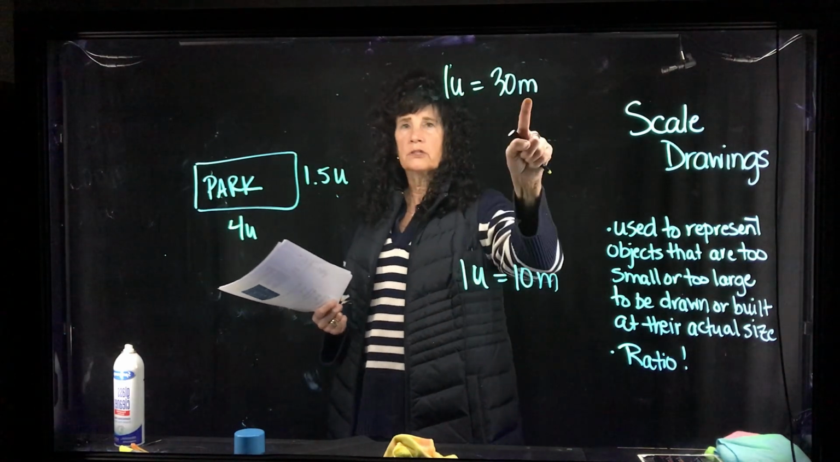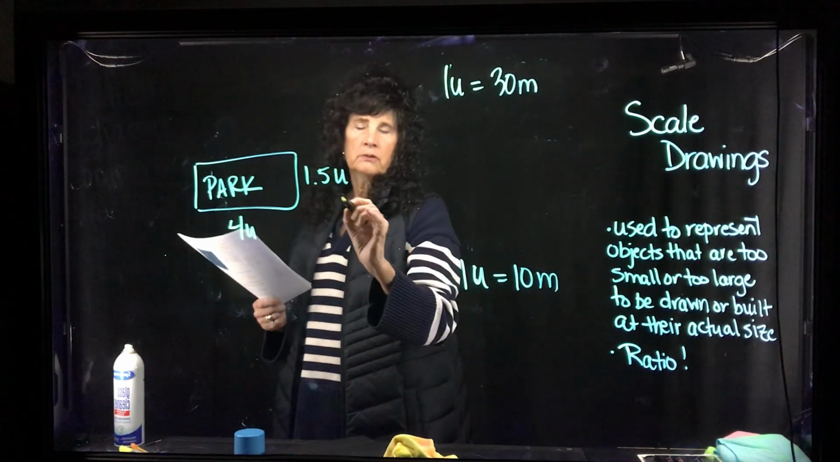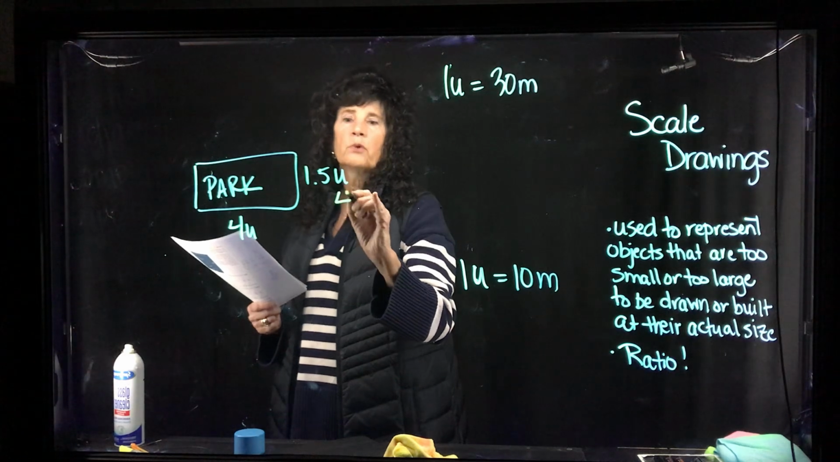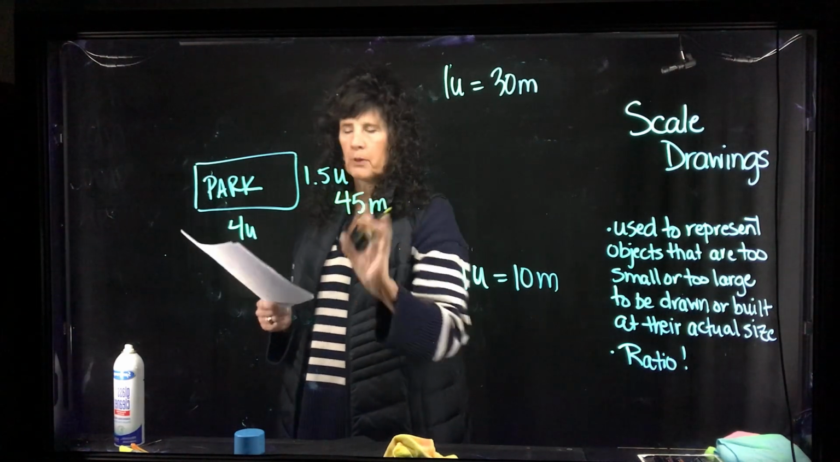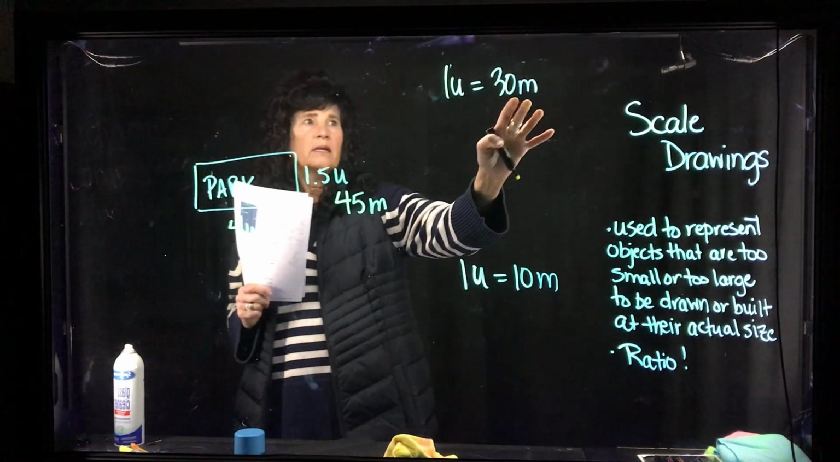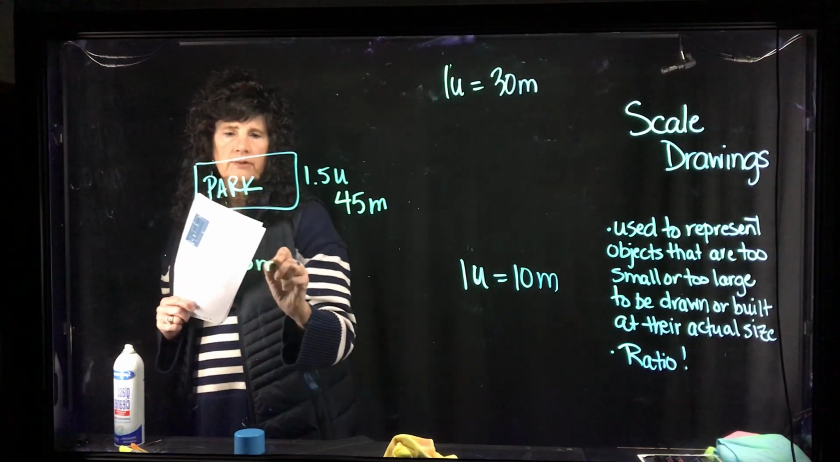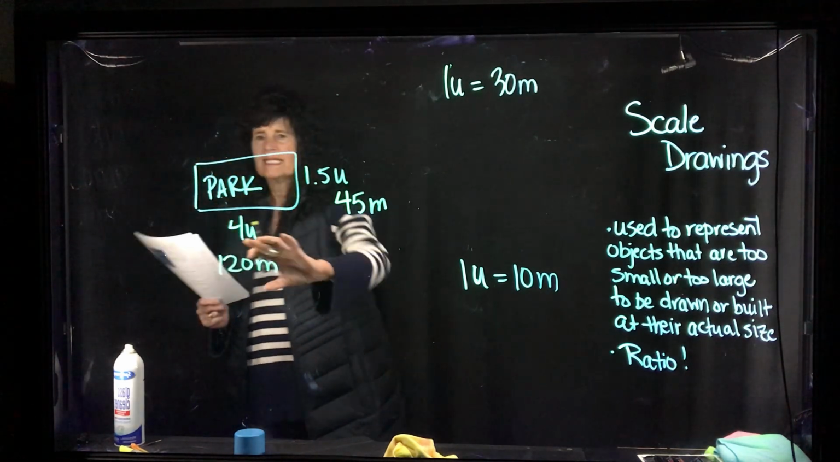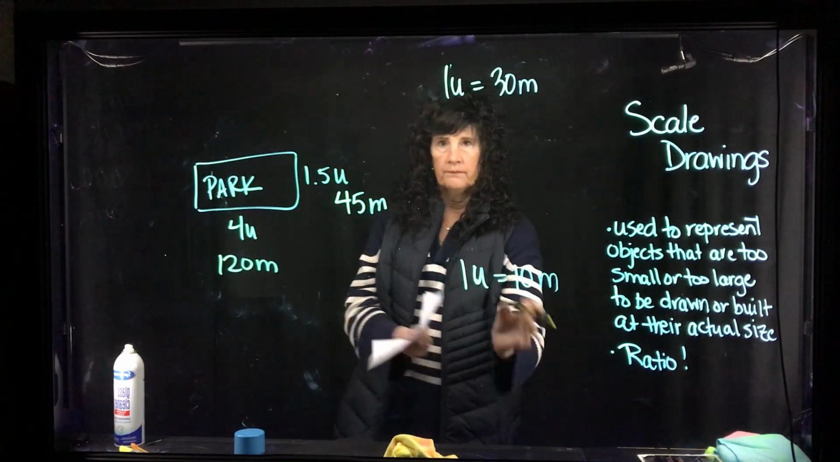So if 1 unit is 30 meters, then 1.5 units is gonna be how many meters? It's gonna be 45 meters, okay? That's the actual width of the park. And then if the length is 4 units, then the actual length is gonna be 120 meters, all right? So now I'm gonna take these actual values and I'm gonna convert them to this new scale, okay?